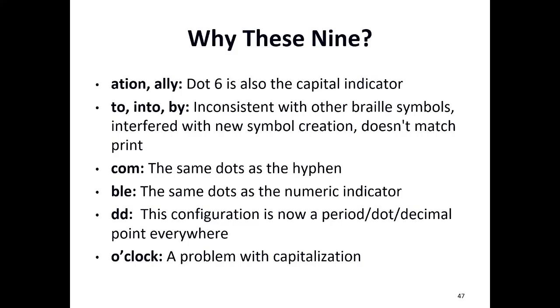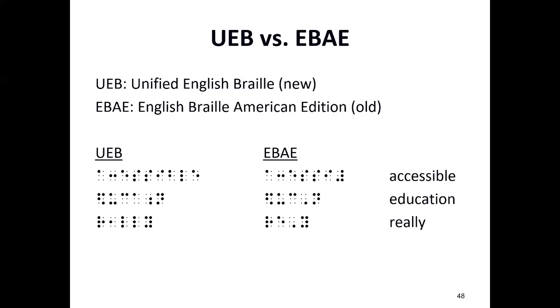In case you're interested why those 9 were eliminated in this new code, these are the reasons why. So the new code is called Unified English Braille, UEB for short. The old code was called English Braille American Edition, or EBAE for short. I have some examples here for 3 words just to show you that the words are still quite readable. It's just that you're going to see some different contractions if you get an older book. If you're not going to get older books, you can completely ignore what I'm saying about this.